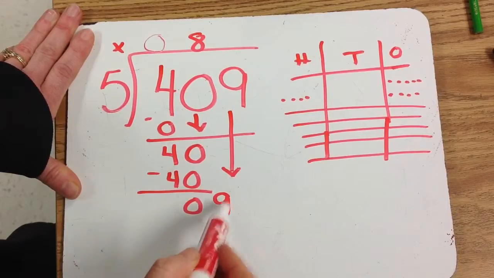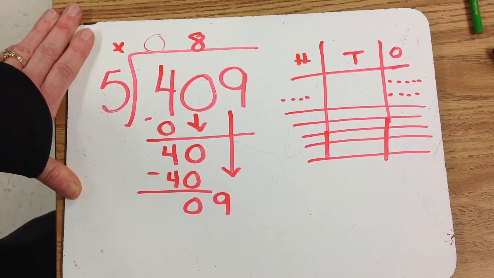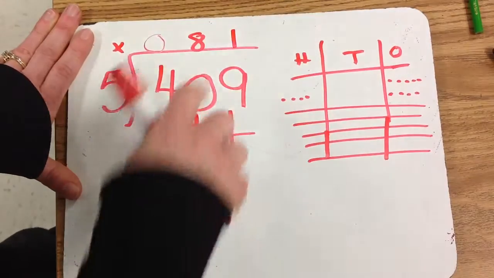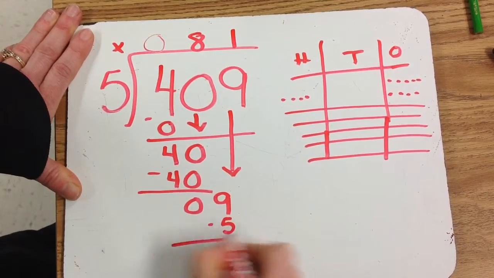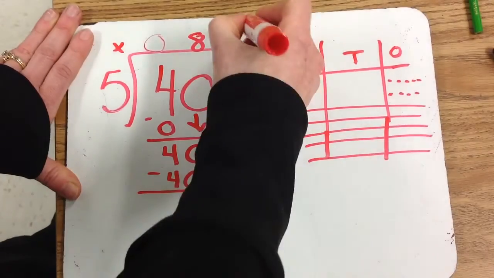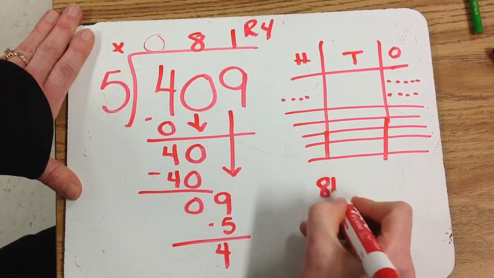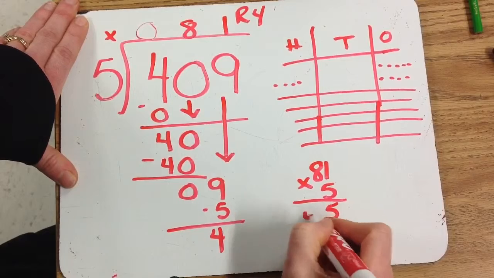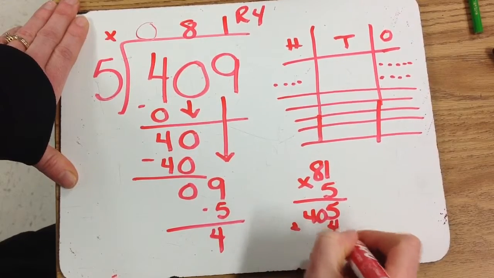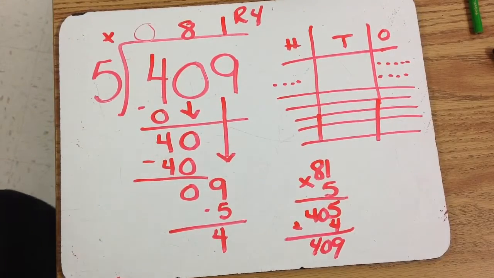How many ones can I put into 5 groups to get 9, or close to 9? Only 1, because a 2 would give me 10. 1 times 5 is 5. Subtract, and you get 4. That is my remainder. Don't forget it. 81 times 5, my quotient times my groups, is 405. Plus 4 more is 409. And that's what it should look like. You see how we had that issue there?